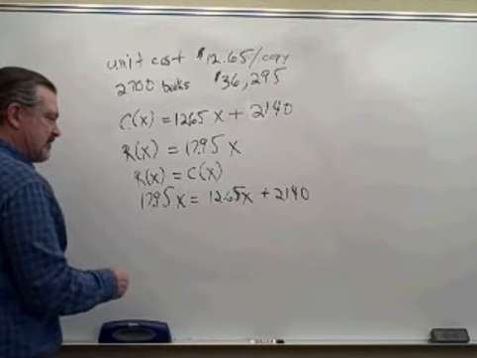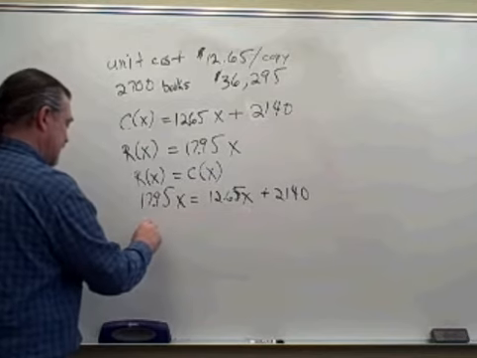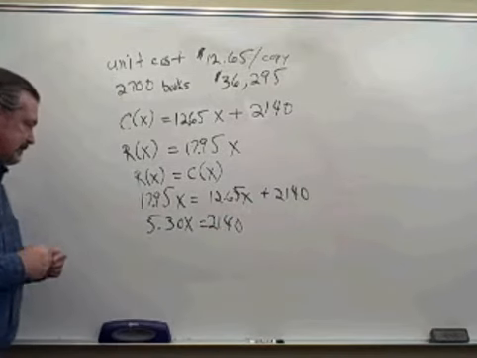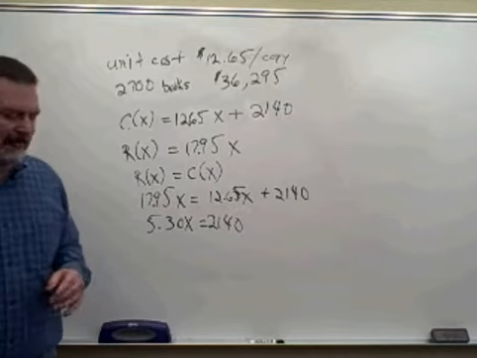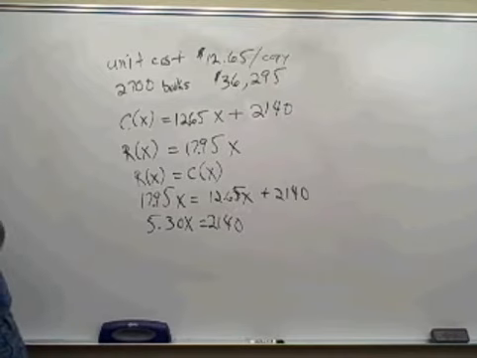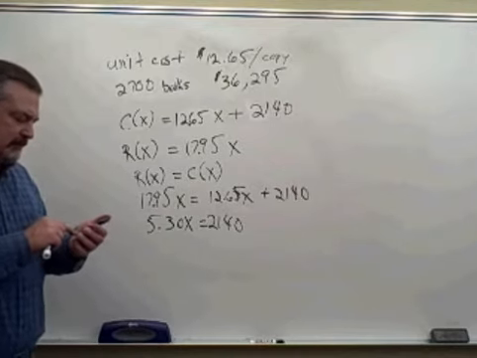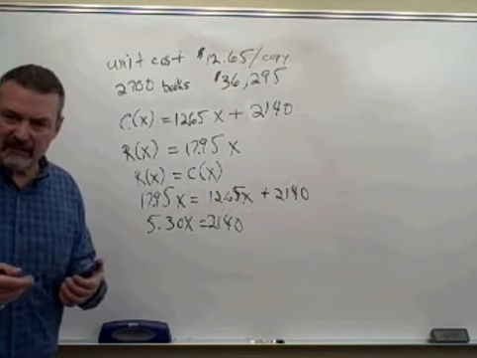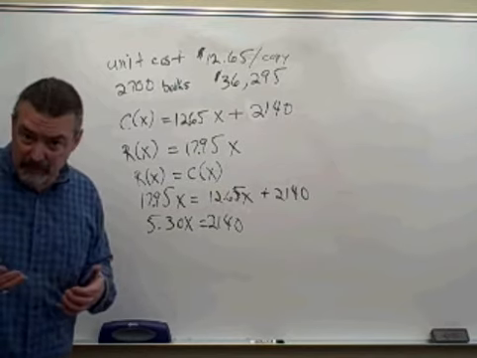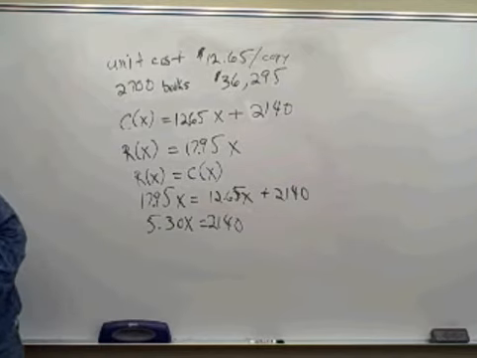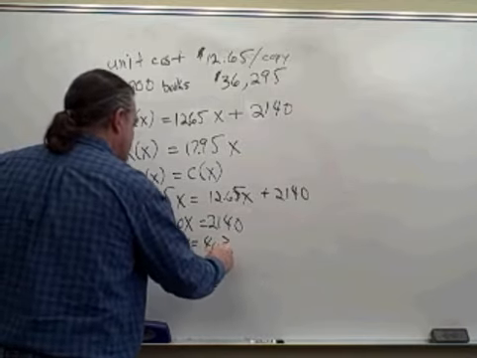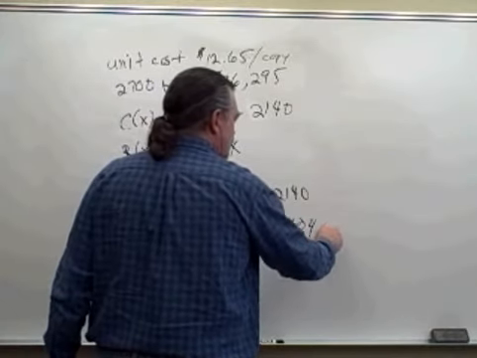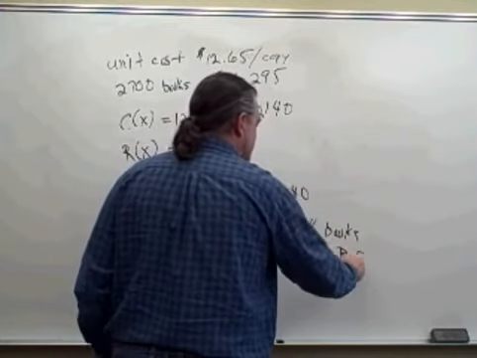Well, if we subtract 12.65x from both sides, that's going to give us 5 and 30/100ths x, right? Equals 2140, if I did my subtracting correctly. And if we divide both sides by 5.3, 2140 divided by 5.3 gives us 403.77. So they're going to have to print at least 404 books. X equals 403.77. Well, you can't print 77/100ths of a book. So aren't they going to have to print 404 books to break even?